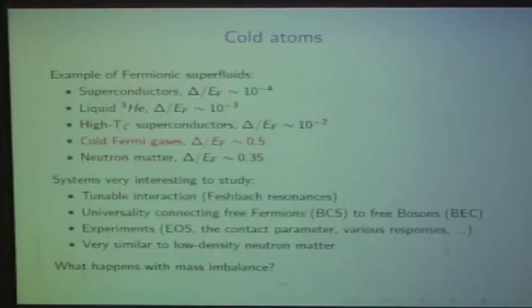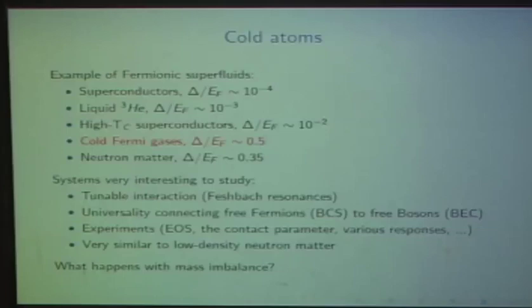This is maybe trivial, but there are several examples of fermionic superfluids in nature, going from superconductors to liquid helium-3 to high-Tc superconductors. The pairing gap is typically very small, a few orders of magnitude less than the Fermi energy. But in the last years, people got excited by these cold Fermi gases that exhibit the pairing gap that is the largest known in nature. It is of the order of the Fermi energy.